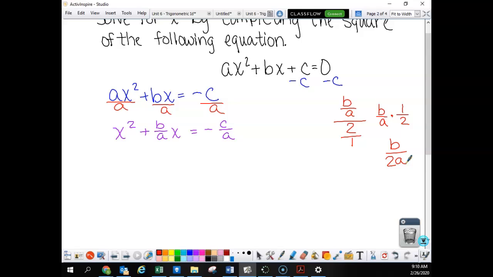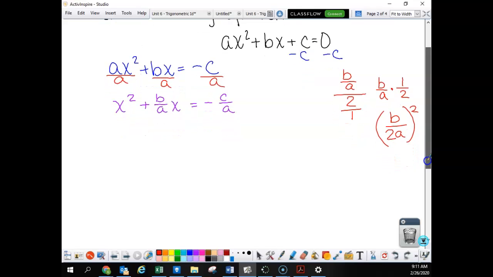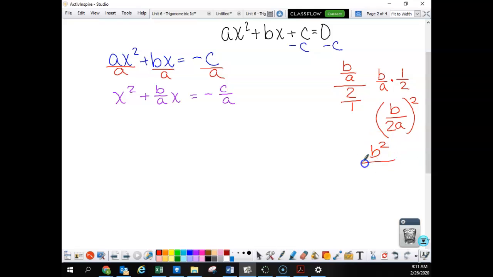And then we have to square this. Whenever you square a fraction, you square the top and you square the bottom. So this is going to be b squared, and then 2a squared, that's going to be 2 squared, which is 4, and then a squared. So I'm adding b squared over 4a squared to both sides of the equation, plus b squared over 4a squared here, and plus b squared over 4a squared over here.